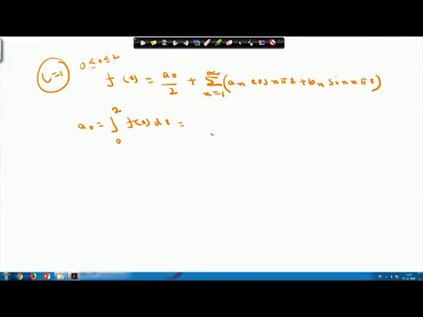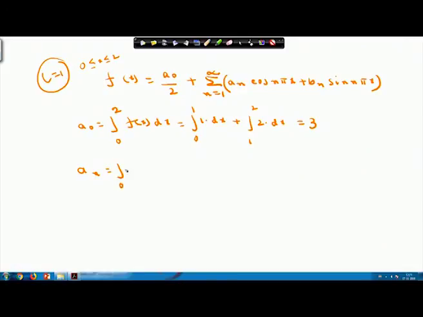and the function is 1 in 0 to 1 and 2 in 1 to 2. So, I have to break it into two parts: 0 to 1 where f x is 1, plus 1 to 2 where it is 2. If you evaluate the value, you will obtain that this is equal to 3.